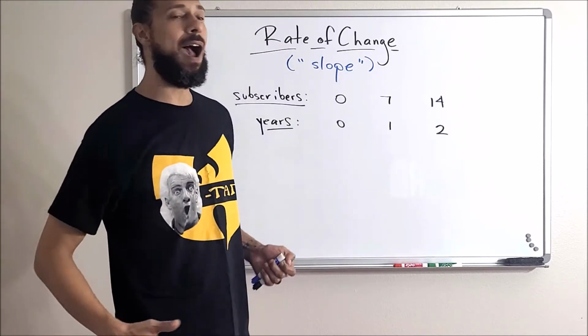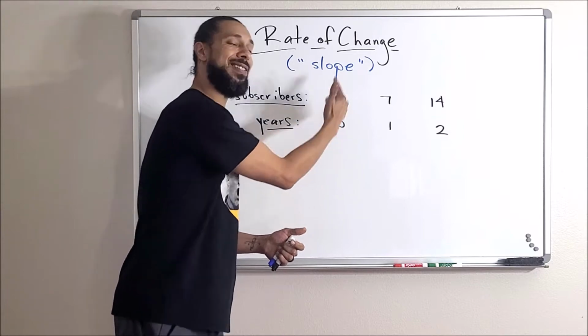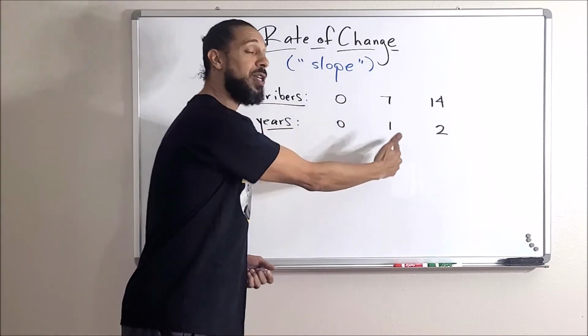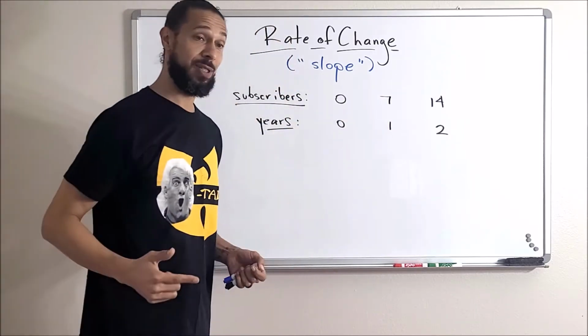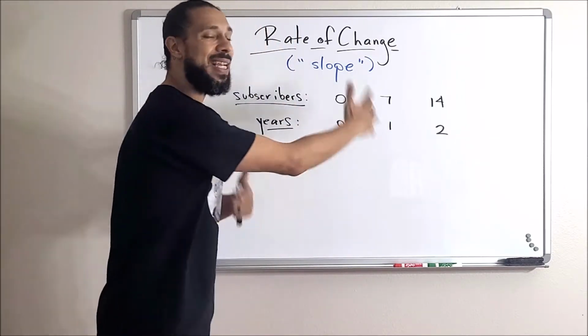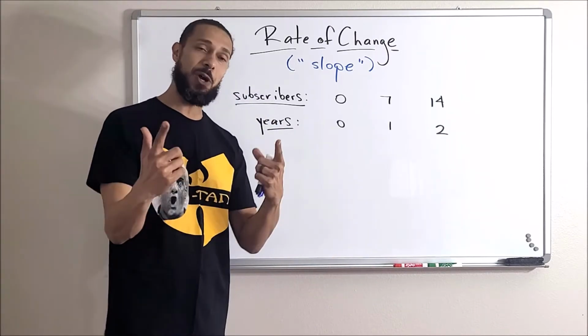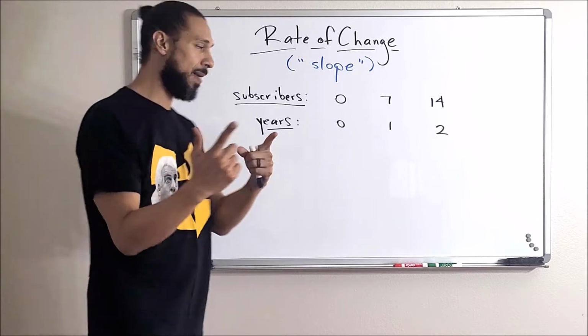Turns out years. When I started off at 0 years, I had 0 subscribers. But after 1 year, I had 7 subscribers. And after 2 years, I had 14 subscribers. How can we take this information and change it into a rate of change? Well, let's talk about what rate of change really means.